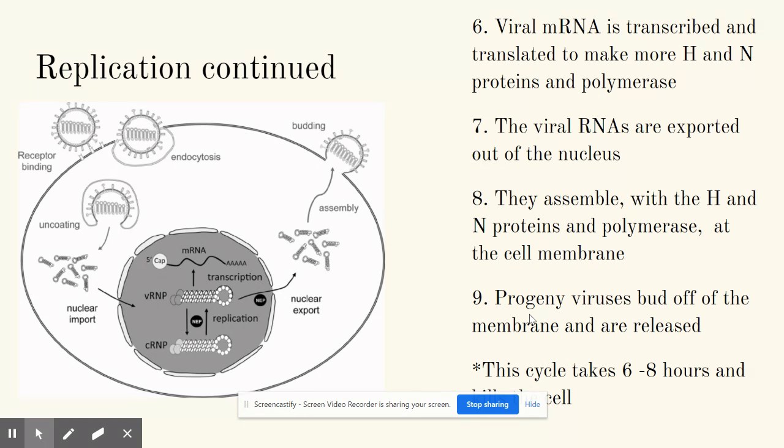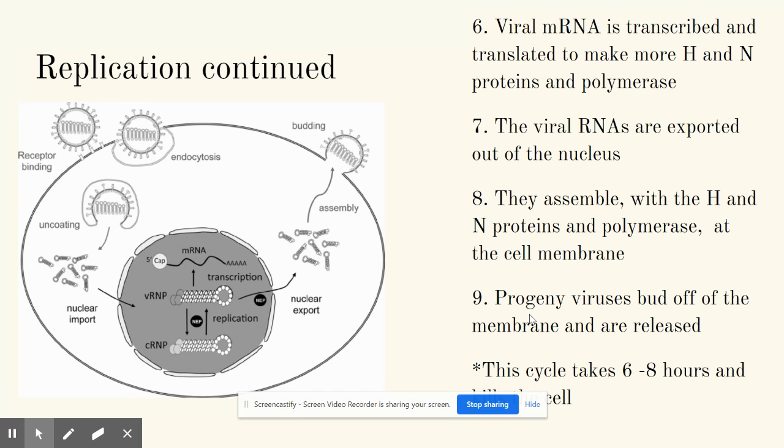All right, step 6, transcription. That's still in the nucleus. Viral mRNA is transcribed and translated to make more H and N proteins and polymerase. Now, the virus does have more proteins, and it is more complicated than that, but if you ever take virology in college, you may learn more about it. But for our purposes, that's good enough.